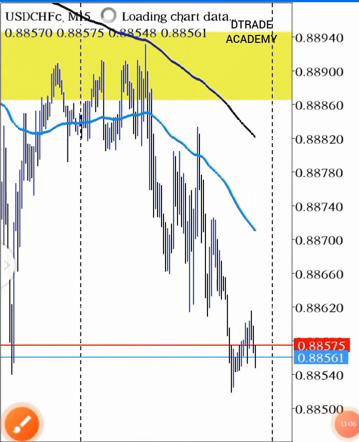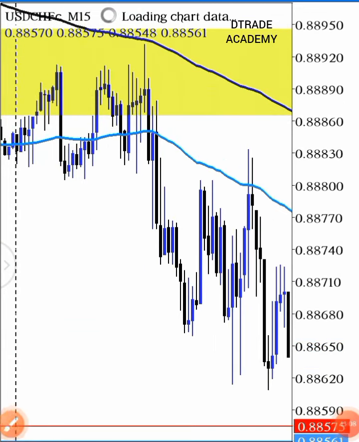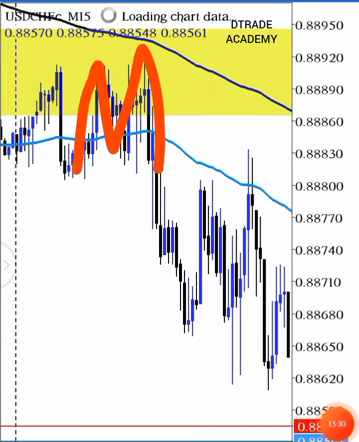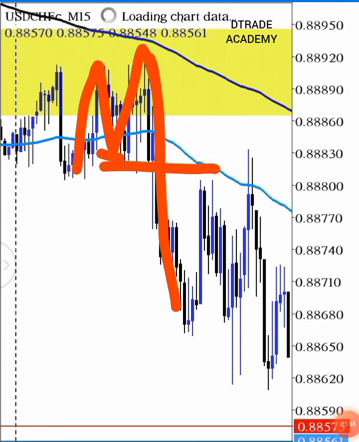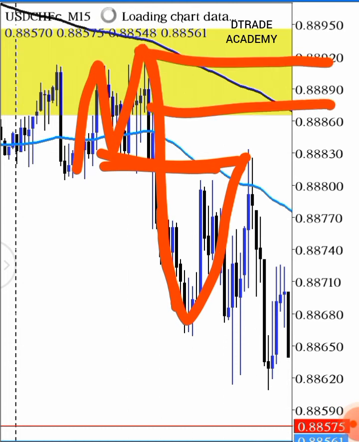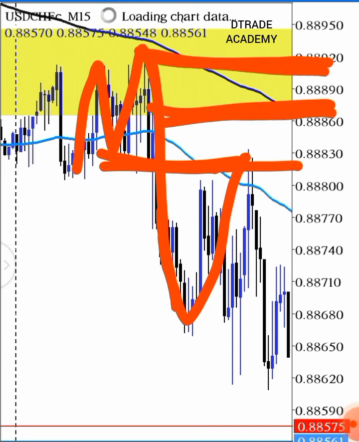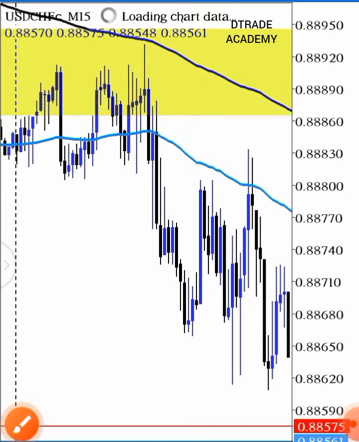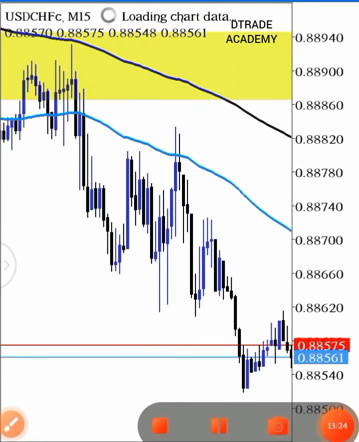And moreover, for SMC traders, we have an M structure here. We have a break of structure. We have this M neckline broken. So wait for a retest, either the second leg or from the neckline, and we can sell. And we see price going down.